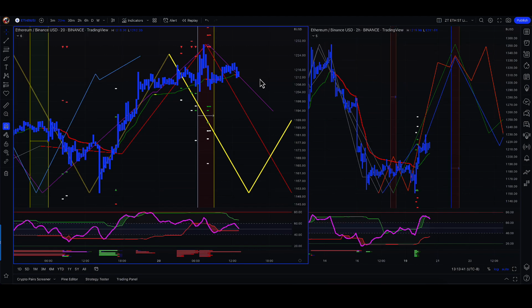For anyone not familiar with this chart style, this is just a high-low chart. Each candle is just representing the highs and the lows of that time period. It's not showing the open or the close. And you can change that with this button right here to whichever chart style you want.